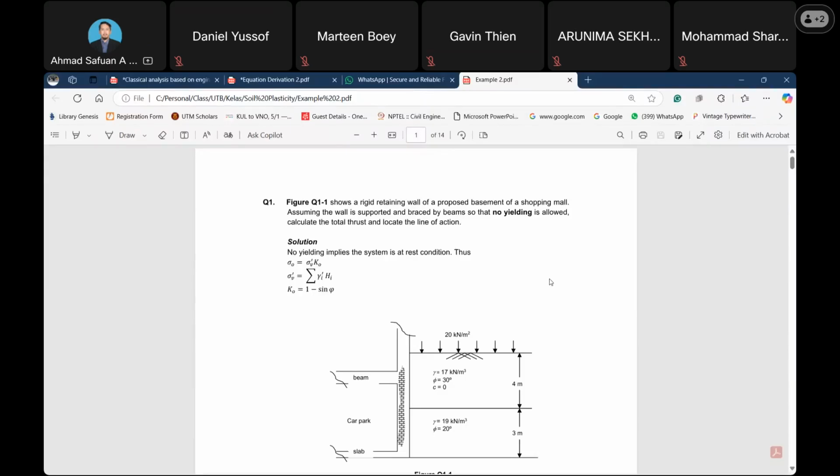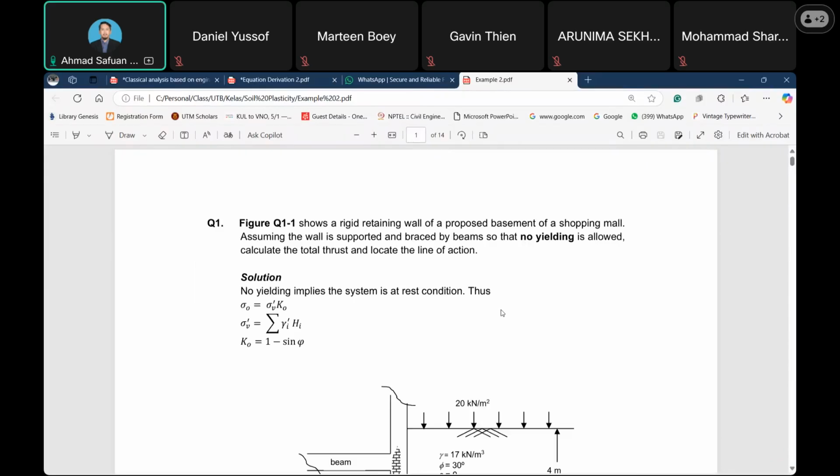So this is figure Q1, showing a rigid retaining wall of a proposed basement of a shopping mall. Assuming the wall is braced by beam so that no yielding is allowed. Calculate the total thrust and locate the line of actions. So we need to determine what we call the total load. So locate the line of actions.